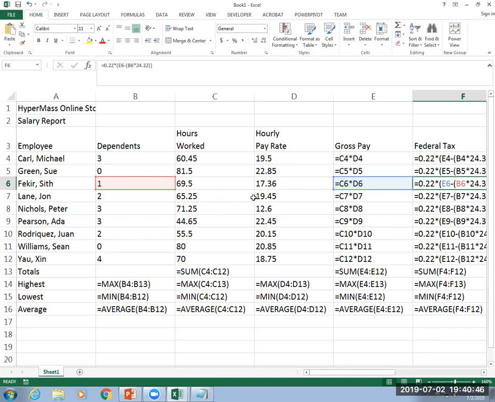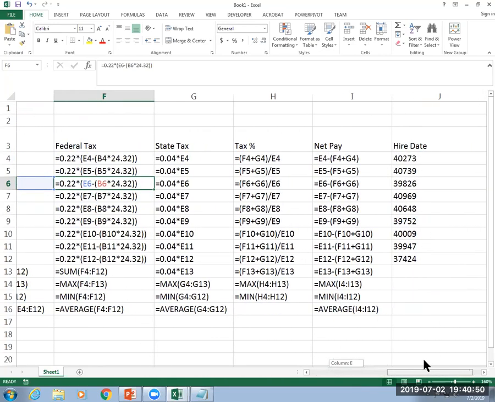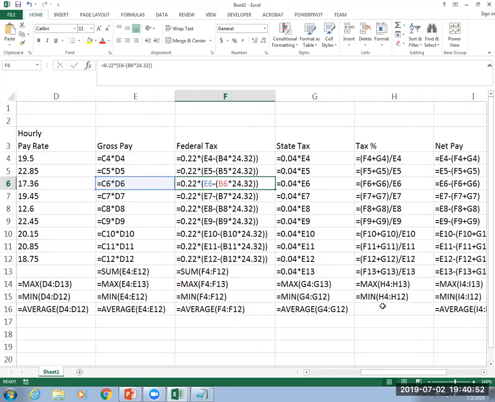I'm sorry? H16. Yeah, because I deleted it. Because the average tax percentage, I guess they don't want us to calculate the average tax percentage. I don't know why they don't want us to calculate it, but whatever. They don't want us to, so that's fine. We don't need to do that.